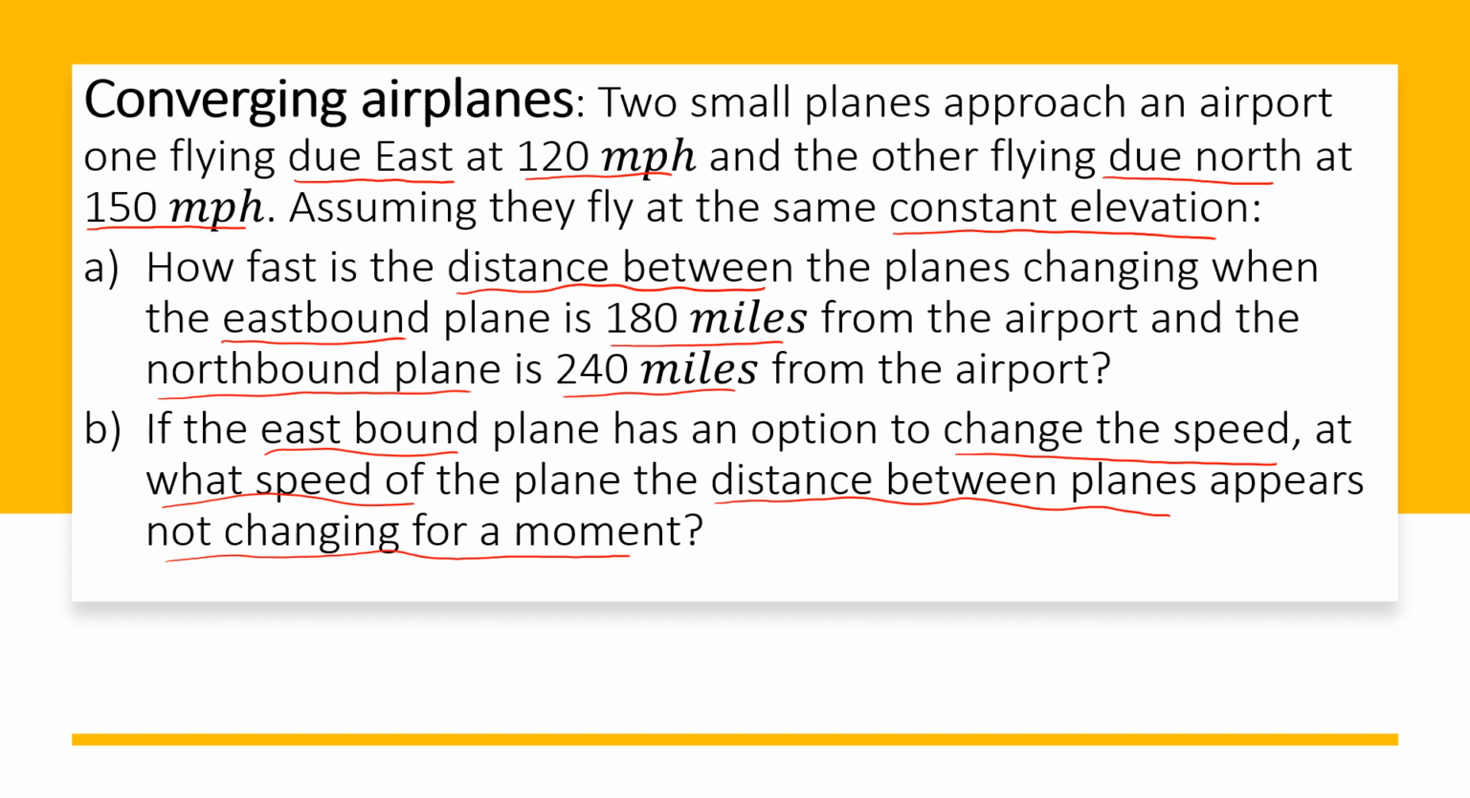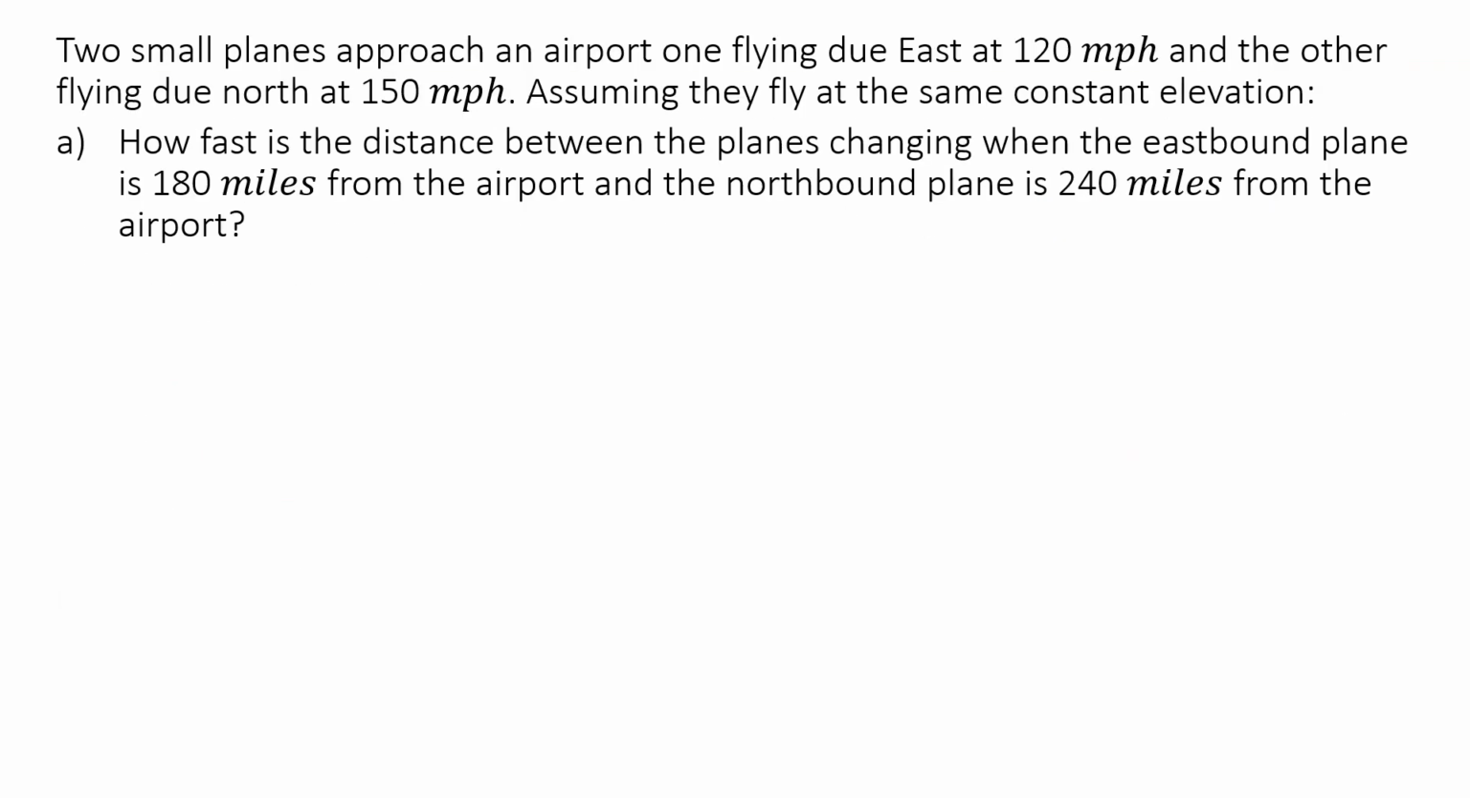Again, of course, we can start with drawing a picture here. So let's do that. First we have the radar tower, the airport, and let's use this as a starting point. One plane is going to the east, and the other one is going to the north.